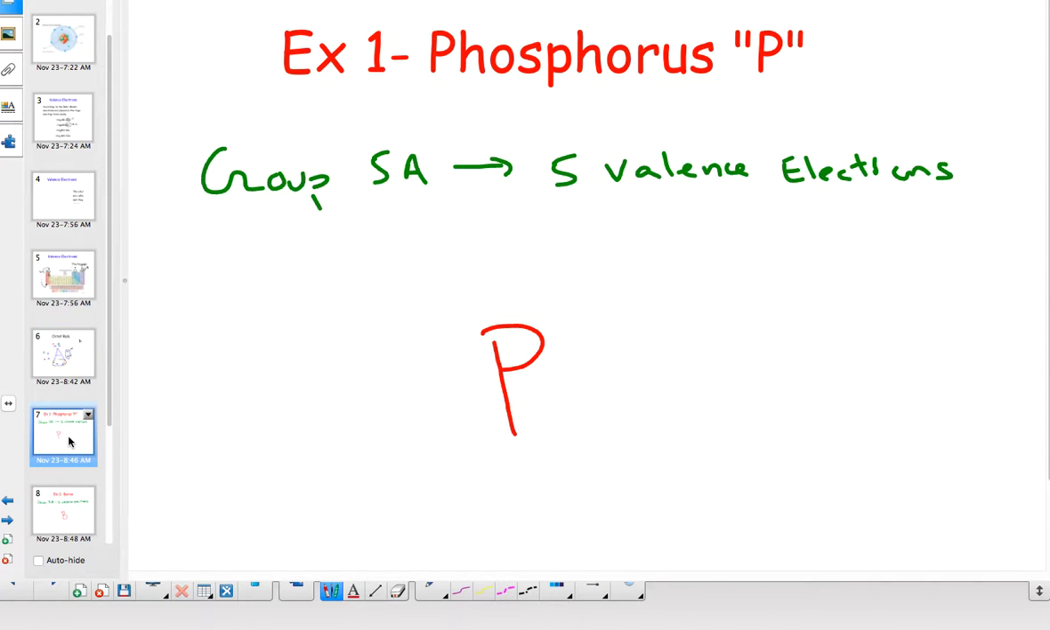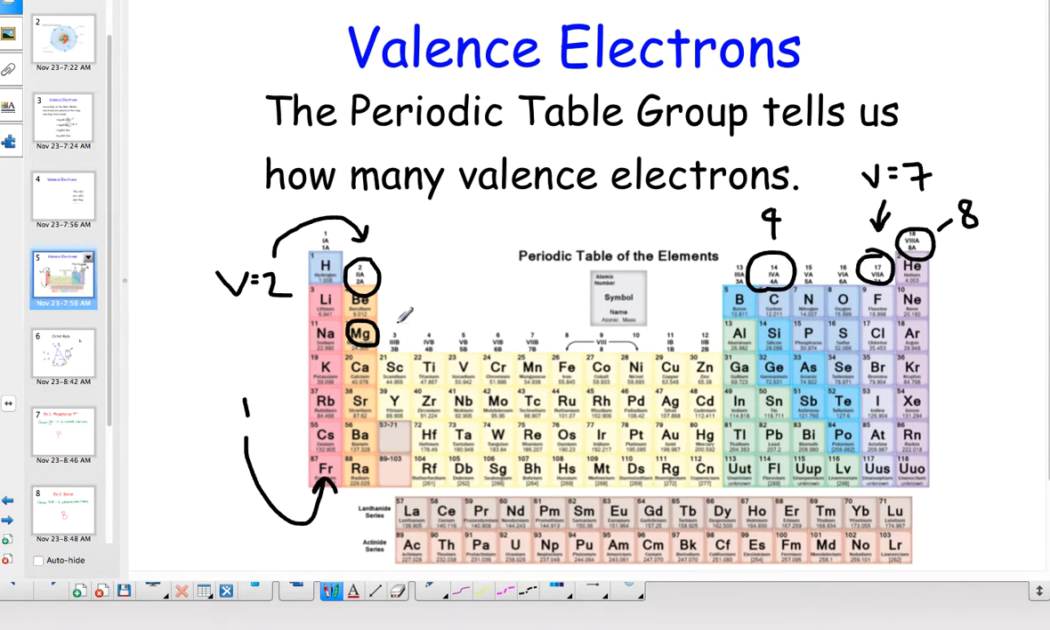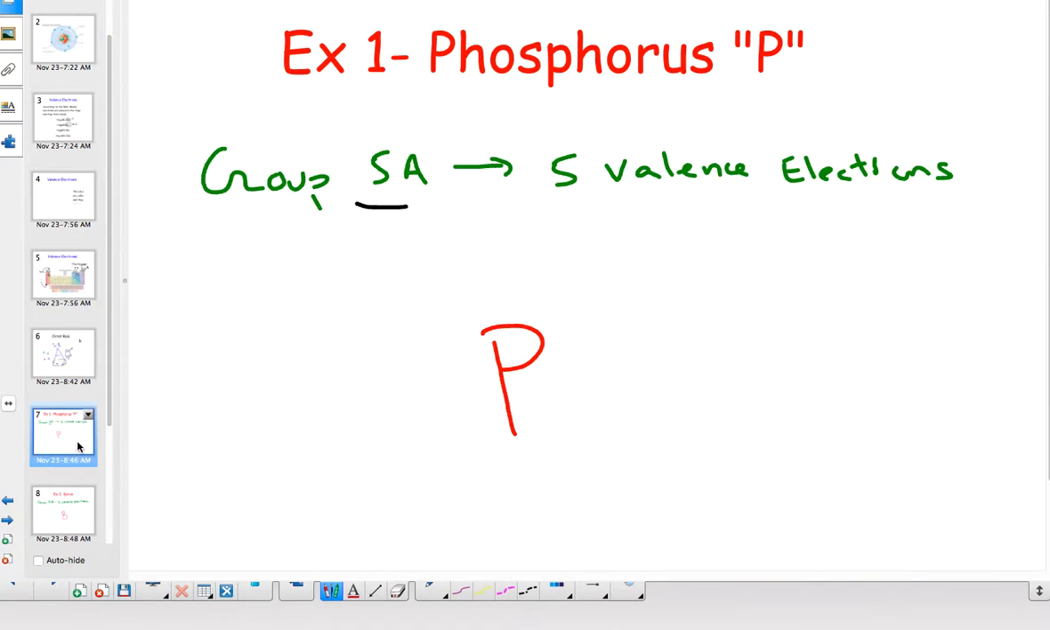Hey, let's go ahead and try a couple of examples to see if we can do it. How about phosphorus? Now, phosphorus is in column 5A. So if I look back on my periodic table, let's see, where's phosphorus? There it is right there. Just like nitrogen, it's in column group 5. So I know that it's going to have 5 valence electrons. Let's go ahead and put them in.